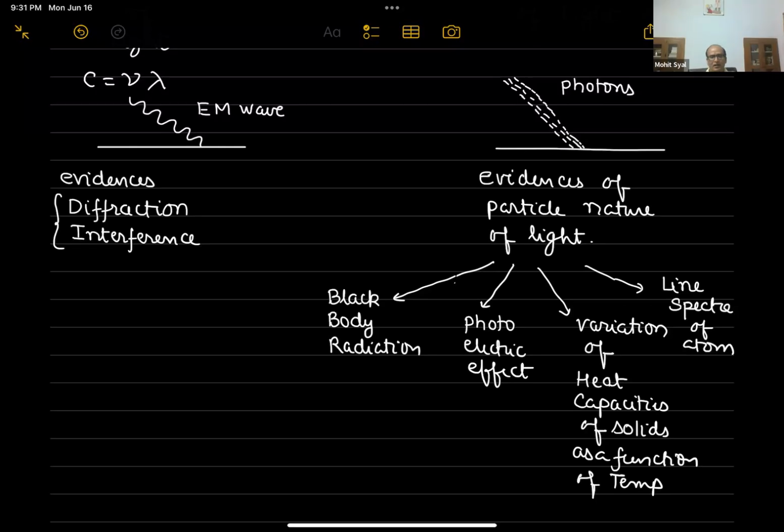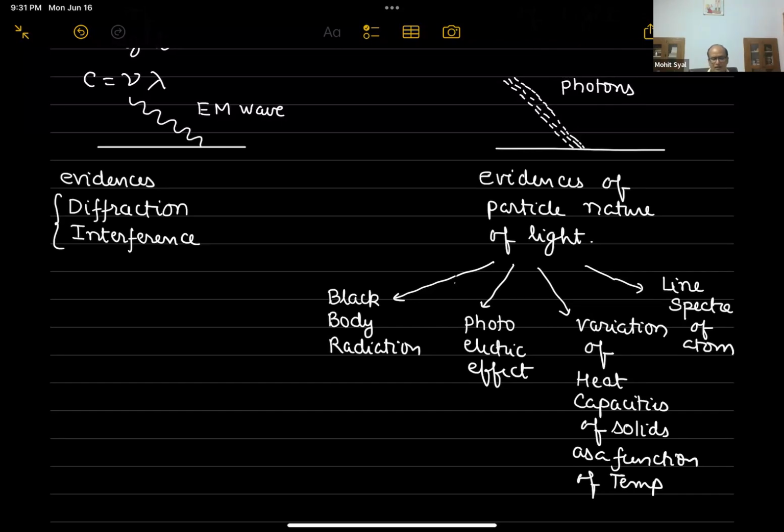So these are the phenomena which can be explained by assuming that light is not a wave, but a continuous stream of particles, and those particles are known as photons. Is it clear?